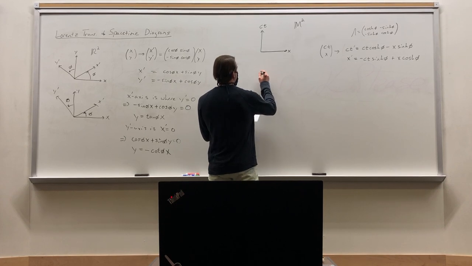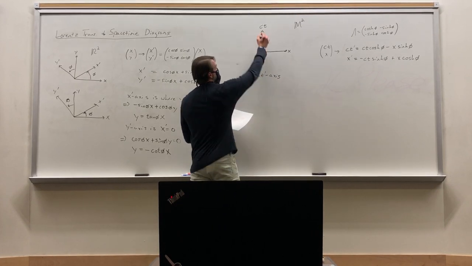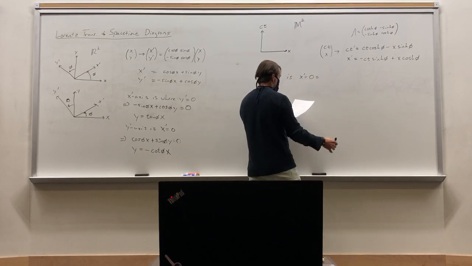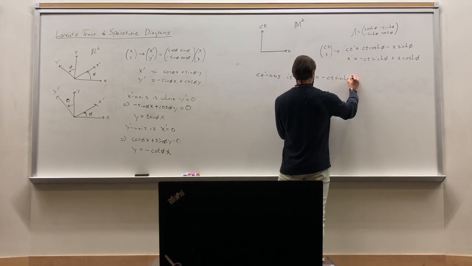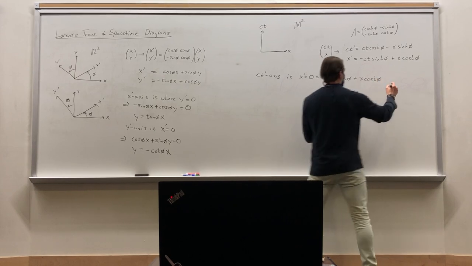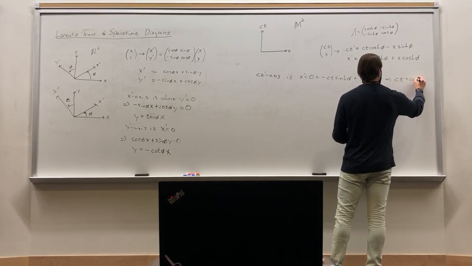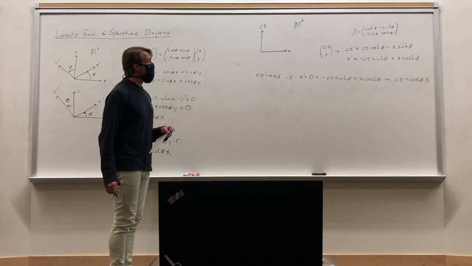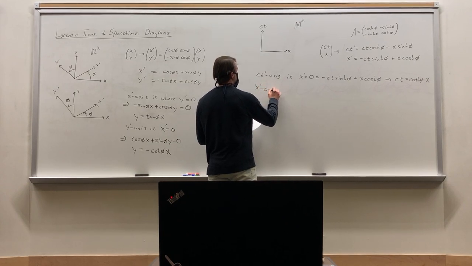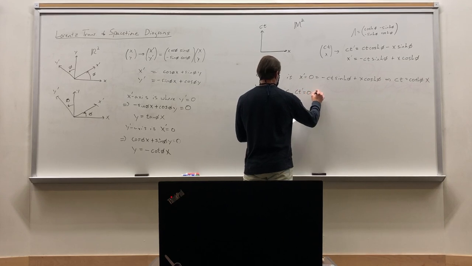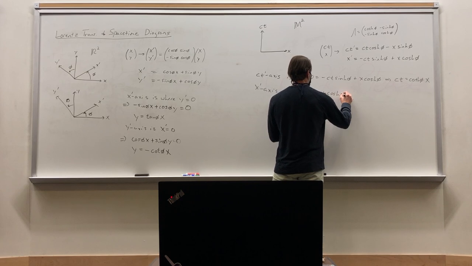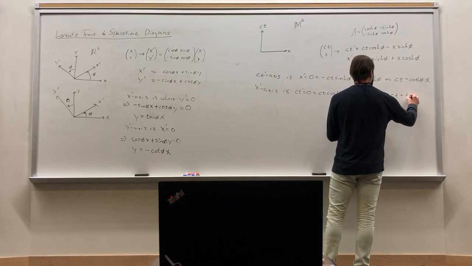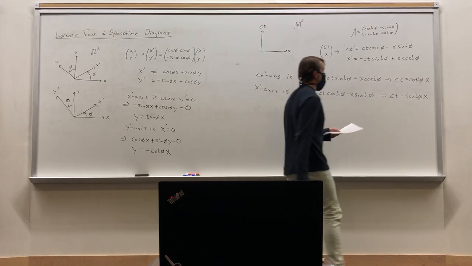So now we can play the same game. We can say the ct prime axis, so the new version of this axis, is when x prime equals 0, but this of course is minus ct sinh phi plus x cosh phi, which immediately tells me that ct is equal to the hyperbolic cotangent times x. Okay? And then the x prime axis is when ct prime equals 0, which of course is ct cosh phi minus x sinh phi, which tells me that ct is the hyperbolic tangent times x.